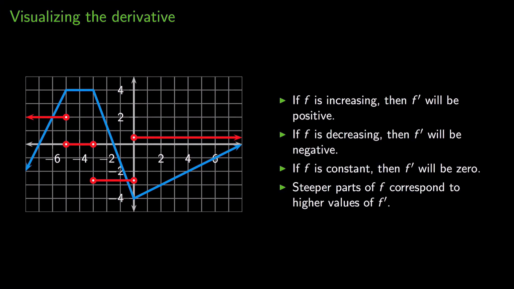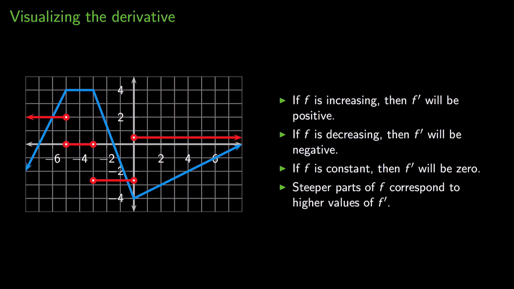So here are some notes. If f, the blue curve, is increasing, that means that f prime will be positive. You can see that in 2 spots here, where the red curve must be above the horizontal axis because the blue curve is increasing. If f is decreasing, as it is here, then f prime will be negative. And if f is constant, then f prime is constant also, but it must be exactly 0.